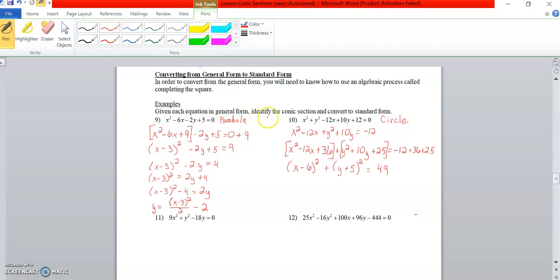It says give the equation, identify the section, and convert. So I guess technically if you wanted to box that in, you can do that. I did forget to write that one out. But there we go. Next video coming up for number 11.